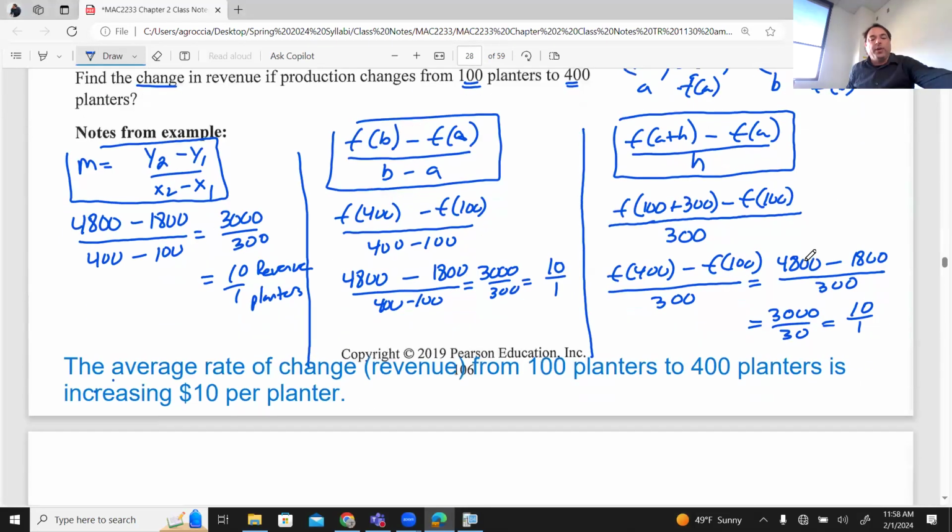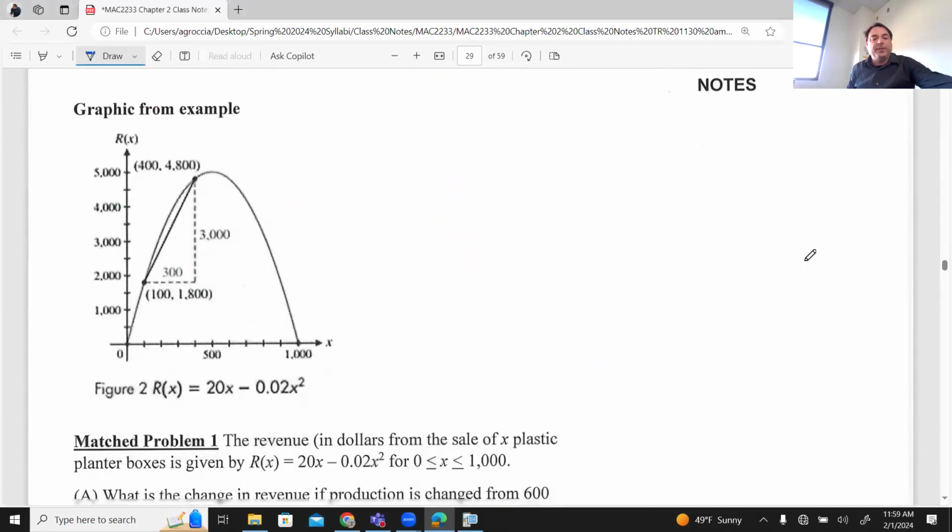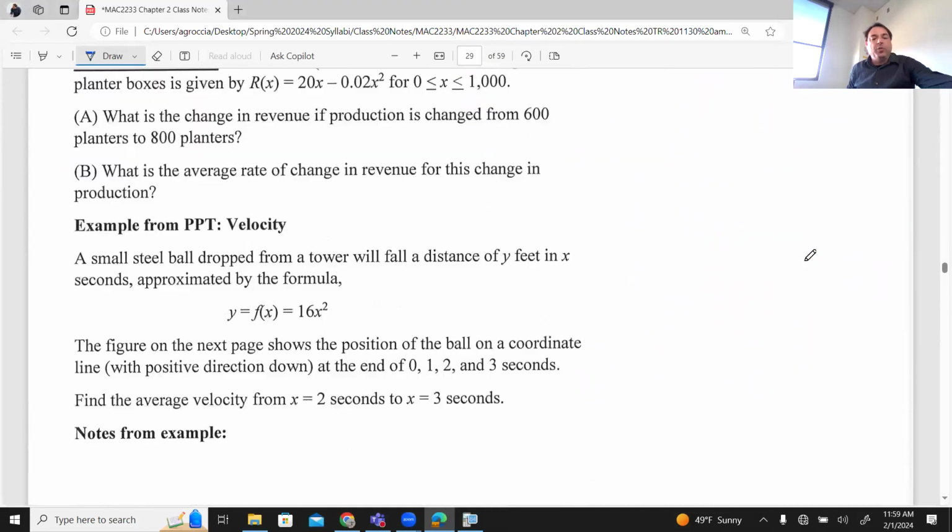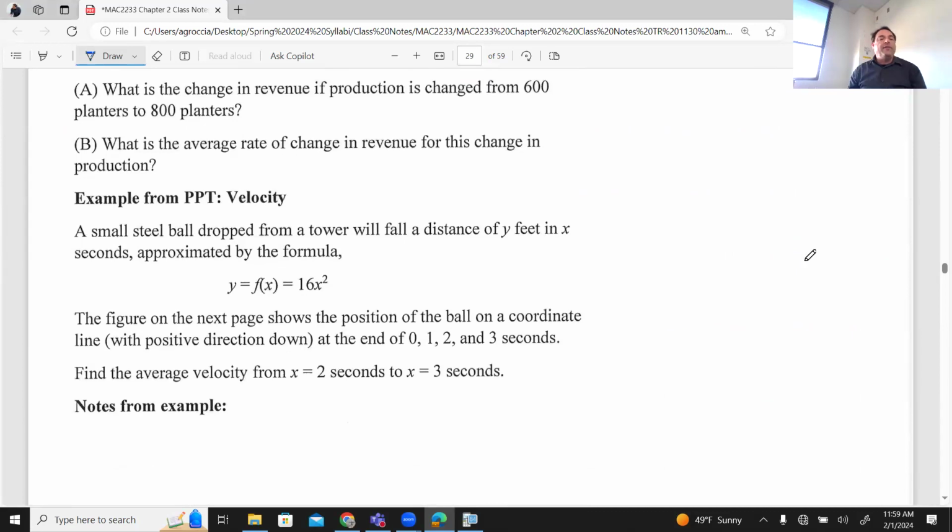So now we're going to do another one. We're going to skip a little bit, and we're going to do this one, which is talking about velocity. Velocity is rate of change, right? So a small steel ball is dropped from a tower. I don't recommend that you do that, but let's say you saw somebody do that. And y is in feet, x is in seconds. So input is x in seconds. Output is y in feet.